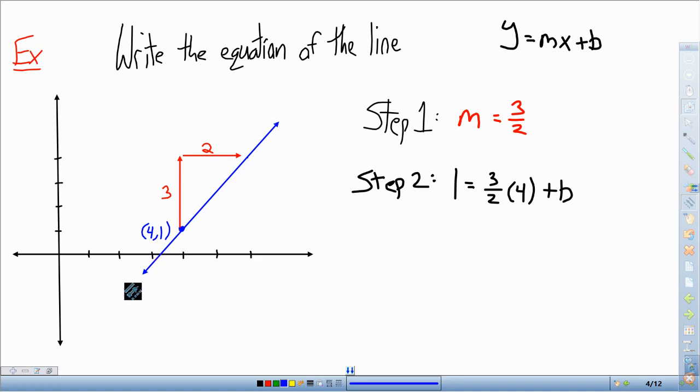Normally, if we're given a graph, we can write slope-intercept form really quickly as long as we can see the slope and the y-intercept. We can't see the y-intercept. So anyway, let's go ahead and solve here.